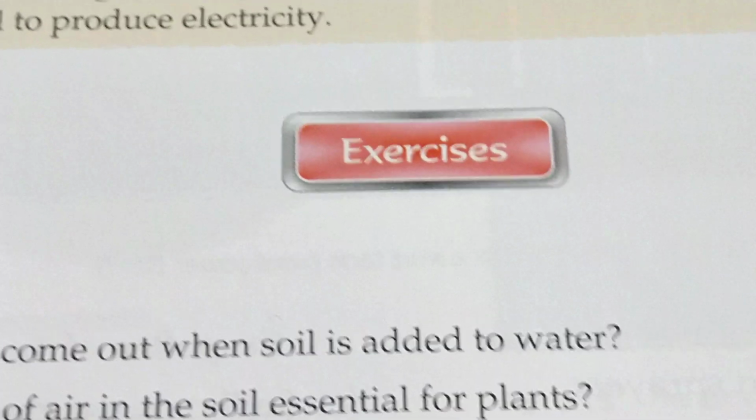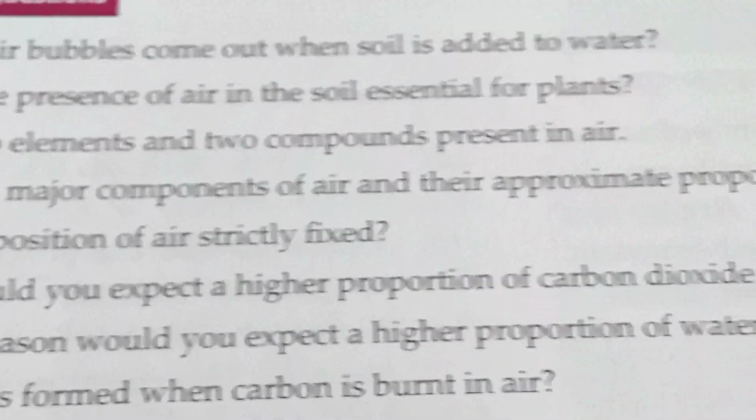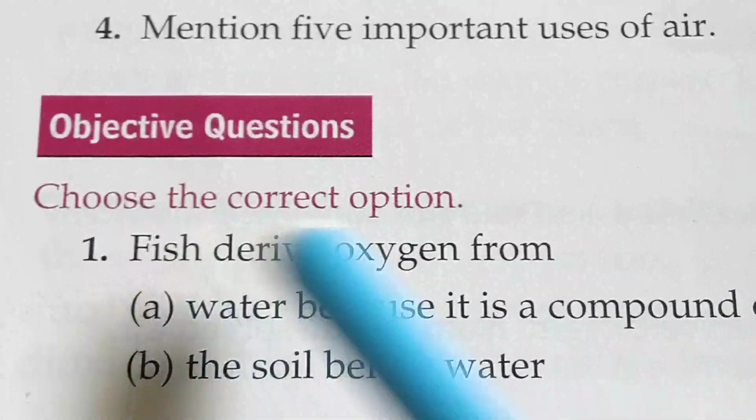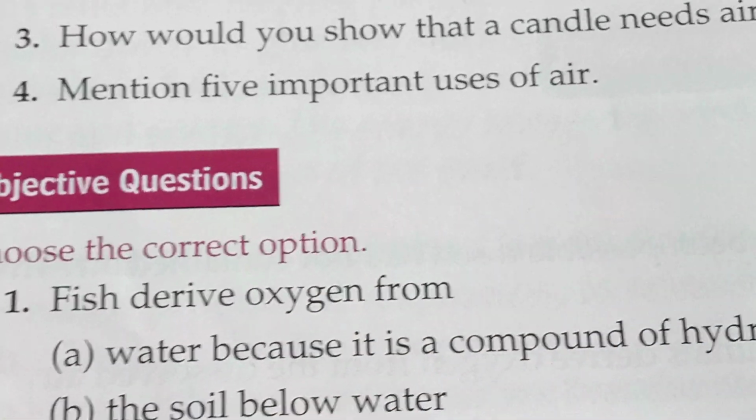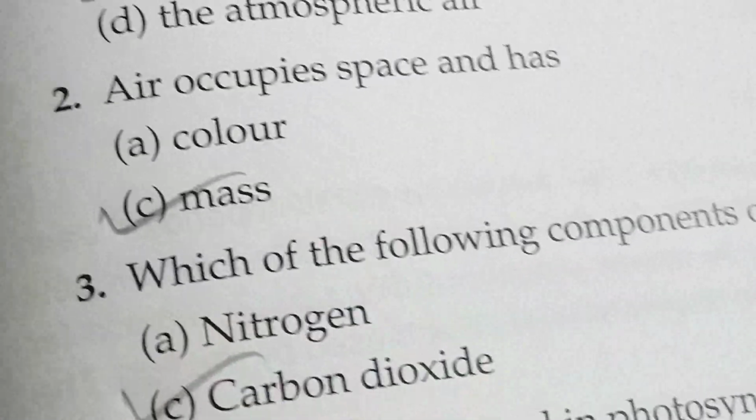Today I will discuss the exercise of this particular chapter. At first I will start with the objective type questions. First, choose the correct option. Fish derive oxygen from, here are 4 options, but the answer will be the dissolved air. Air occupies space and has mass.